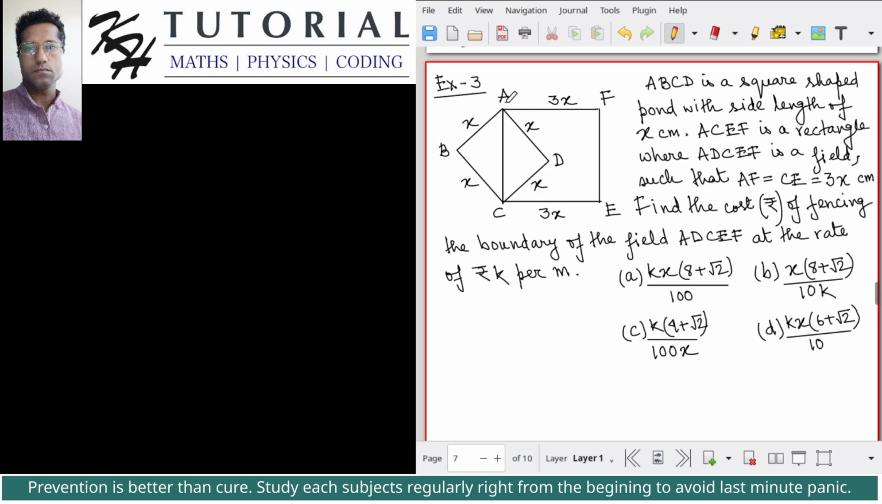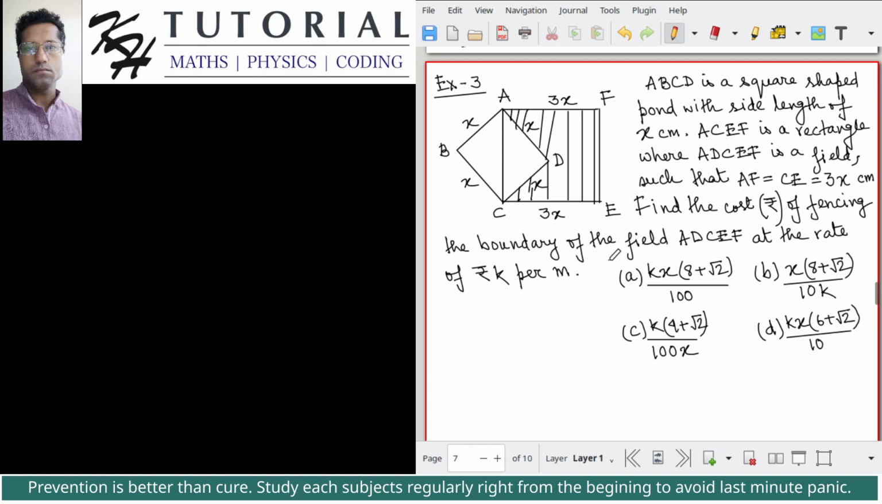Then it is asking, find the cost in rupees of fencing the boundary of the field ADCEF. So basically this part is the field, and we have to fence its boundary. That is, the boundary is AD plus DC plus CE plus EF plus AF. So find the cost of fencing the boundary of the field ADCEF at the rate of rupees K per meter.